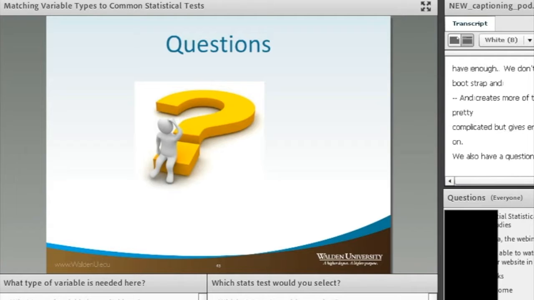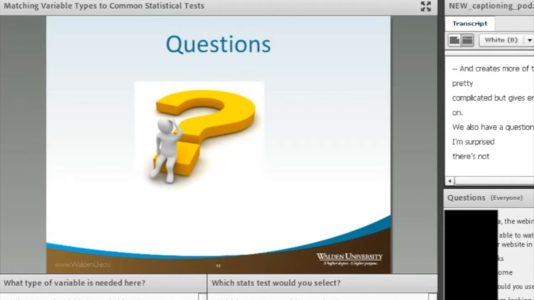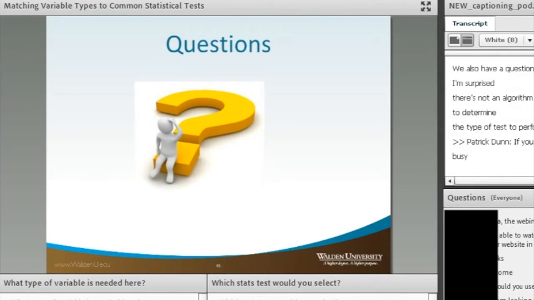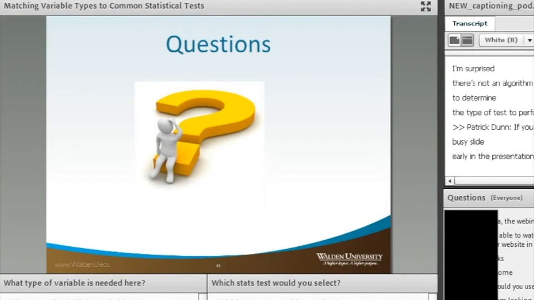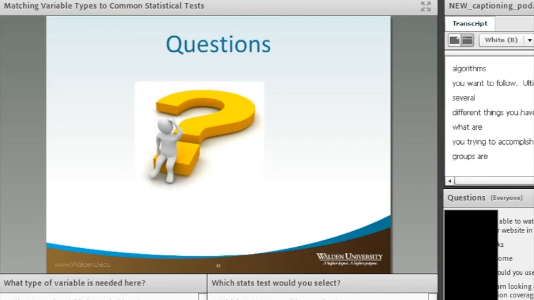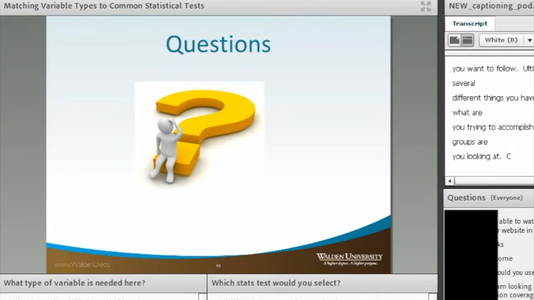I'm surprised there's not an algorithm which can be used to determine the type of test to perform. Well, if you go back to my very busy slide early in the presentation, there are some algorithms that you could try to follow. Ultimately, there are several different things that you have to consider. A, what are you trying to accomplish? B, what types of groups are you looking at? C, what types of variables do you have available to you? And that really then becomes your algorithm.